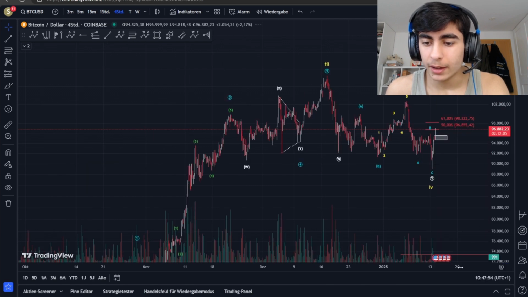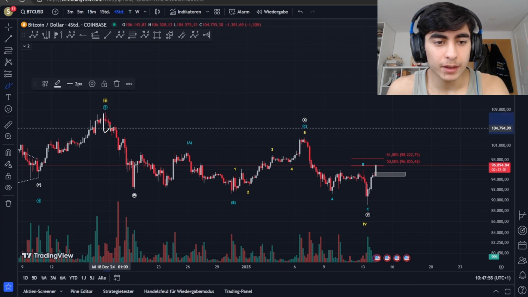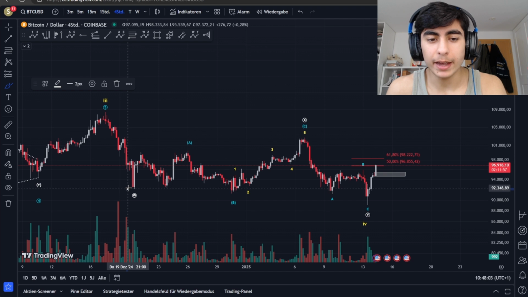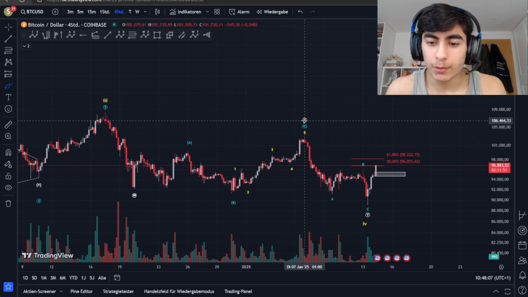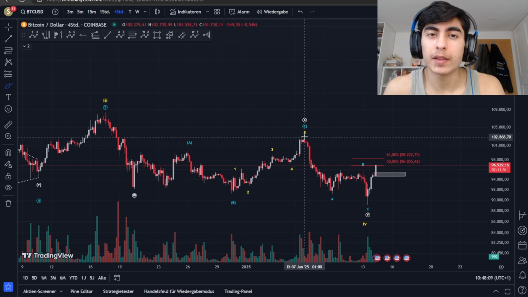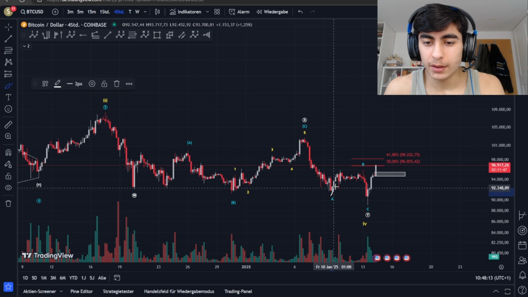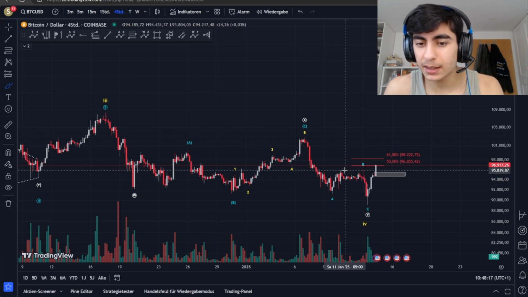So in this scenario, you would then have a W as a zigzag, in your wave X, then an ABC flat, and inside your wave Y, you would then need to have another zigzag. So this is an impulse move. Then you would have this wave V to the upside.